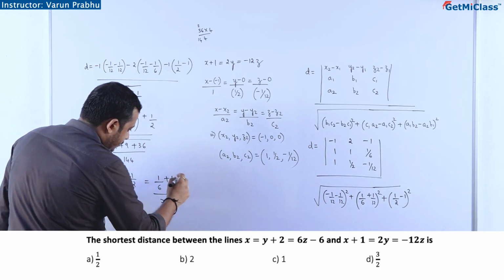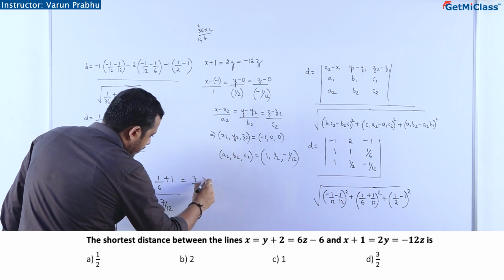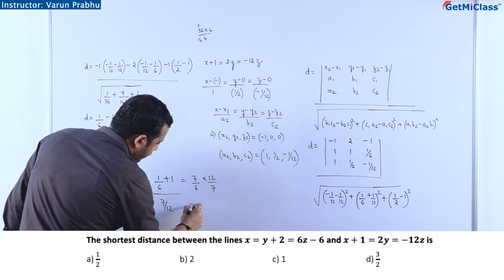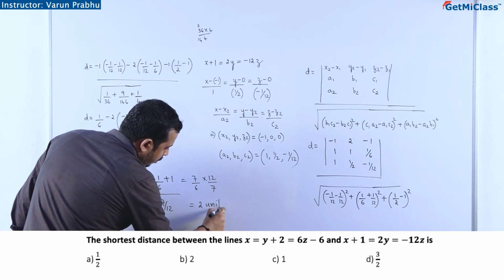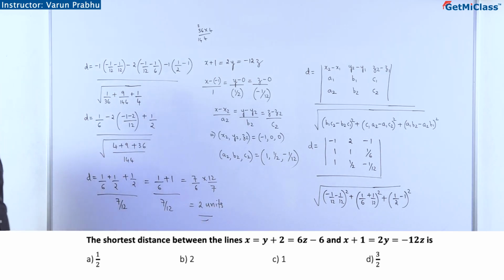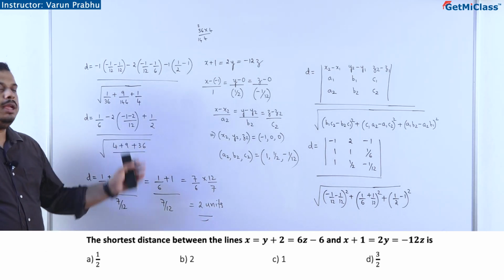So your answer to the question will be 7 by 6 multiplied by 12 divided by 7. That is equal to how many units? 2 units will be the answer to the question. This is the shortest distance between the two lines. Very important question.